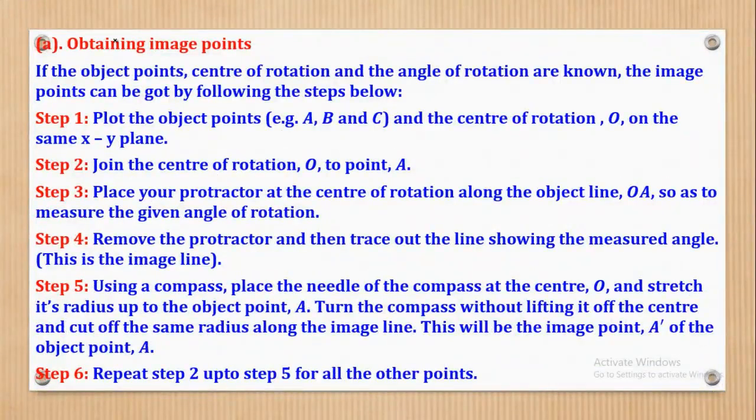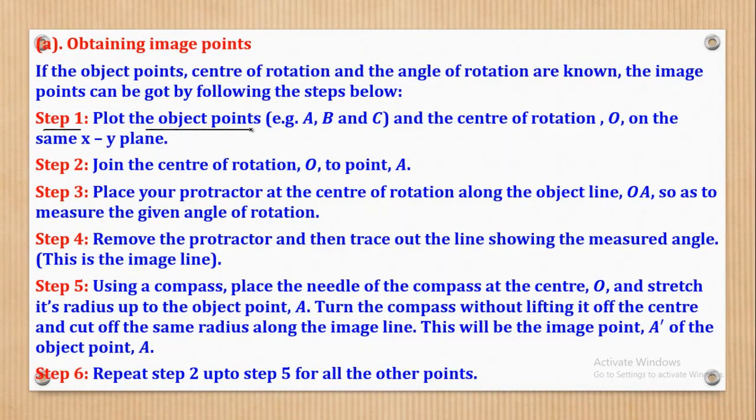So we start with part A, how to obtain the image points given the center of rotation, angle of rotation, and the object points. If the object points, center of rotation, and angle of rotation are known, the image points can be got by following the steps below. There are some steps which you need to follow in the very order. So let's start with step 1.